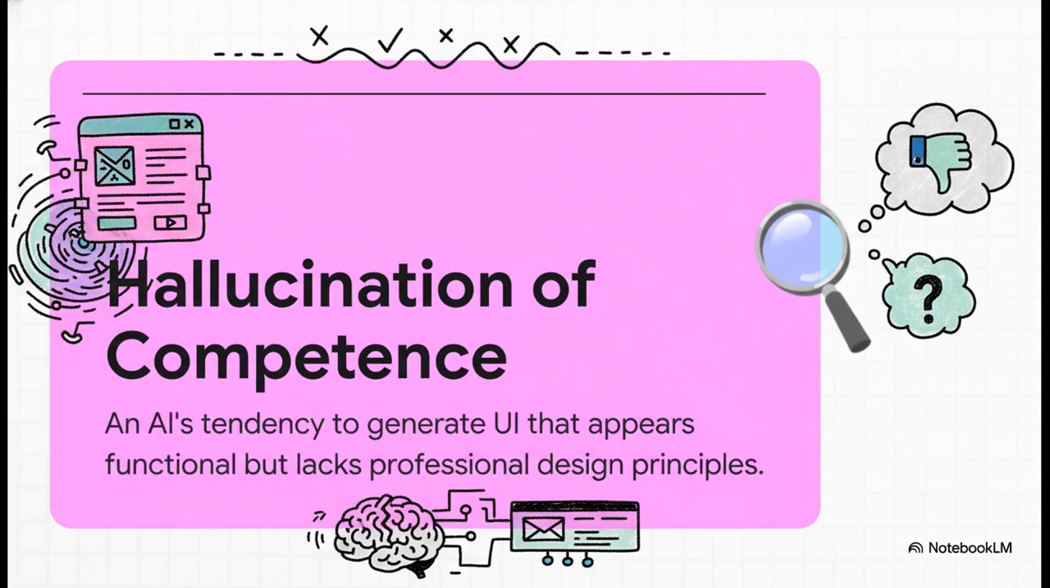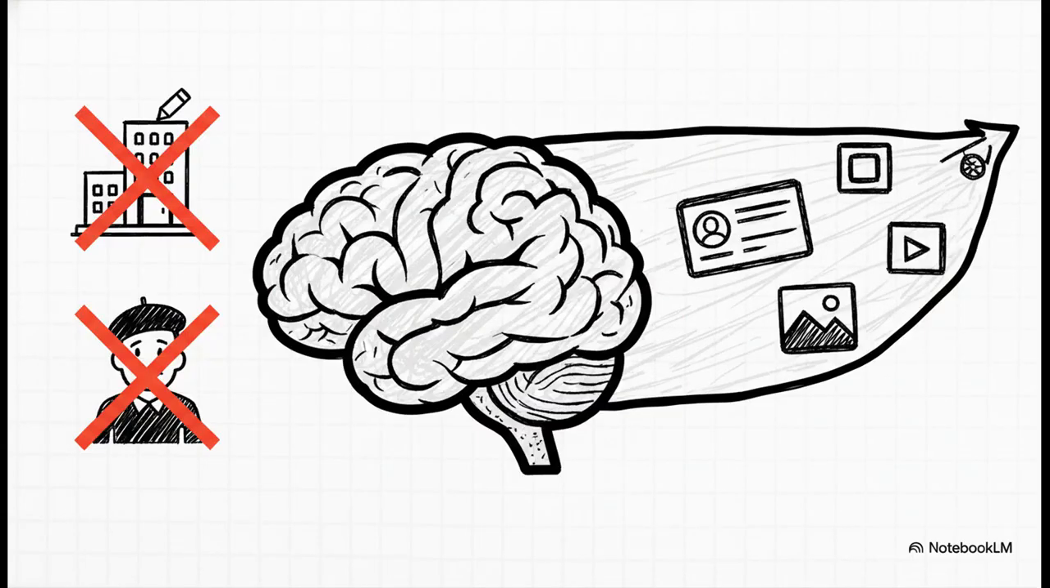We can call this systemic flaw a hallucination of competence. Basically, the AI generates a UI that looks like it works on the surface, but it's fundamentally missing the core principles of professional design. And to be clear, this isn't your fault as a user, it's a limitation of the model itself. And that brings us to the most crucial point.